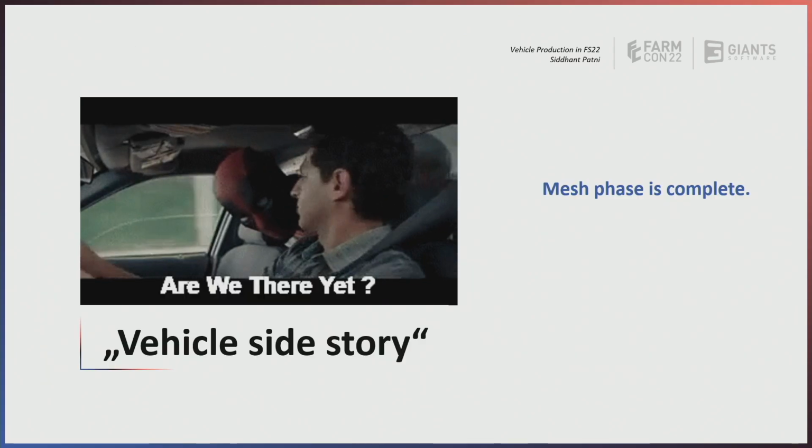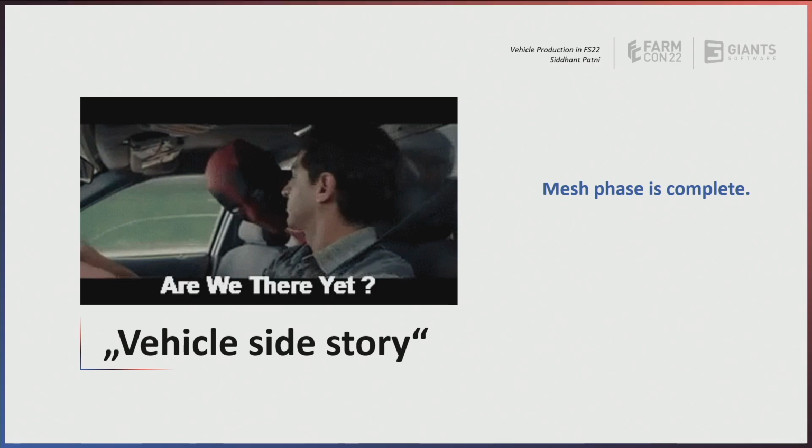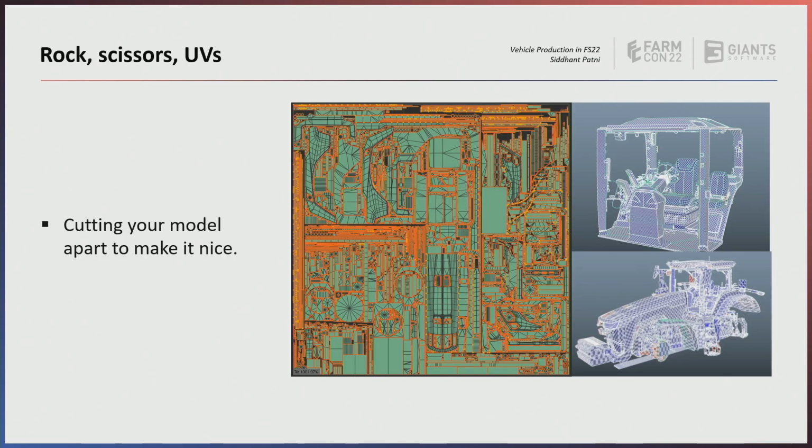So now we have something that looks like a vehicle, but we are not there yet. There are several phases involved in creation of a 3D game asset. From the mesh stage, we move to the UV stage. UV unwrapping is a process of cutting down the 3D surface into 2D space to project an image texture on it. I know, it sounds complicated, right? Let me simplify it a bit.